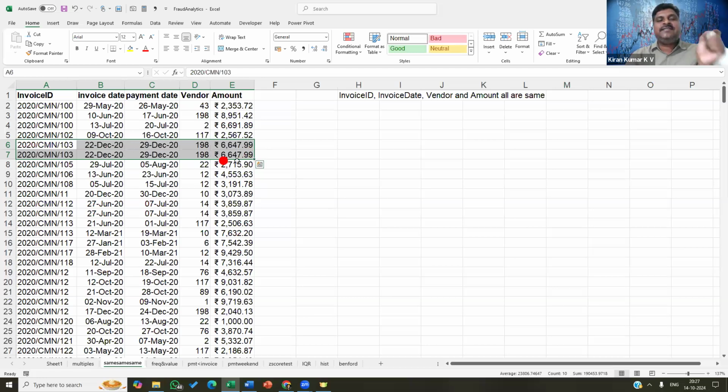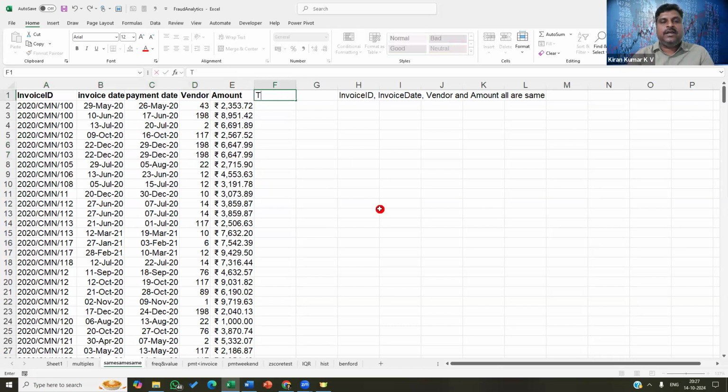If at all the invoice is getting duplicated with the exact invoice ID, exact invoice number, exact vendor code and the amount, if all four are the same, then it must be a flagged transaction or an anomaly. So I'm going to put a test function here. So how do I flag this?